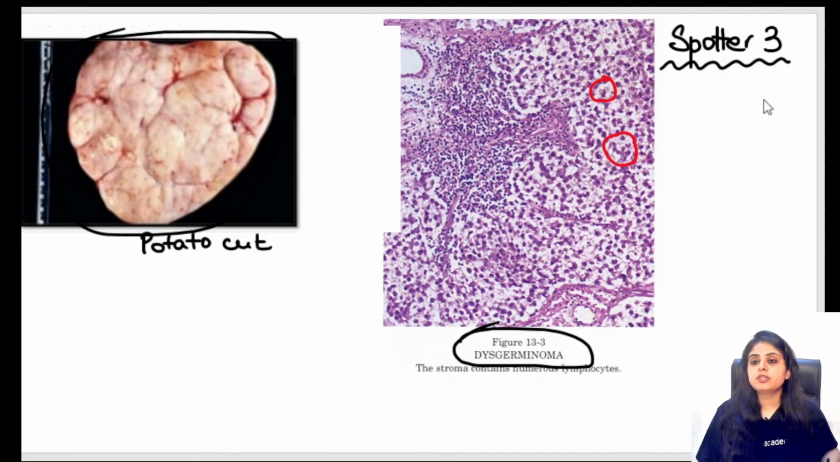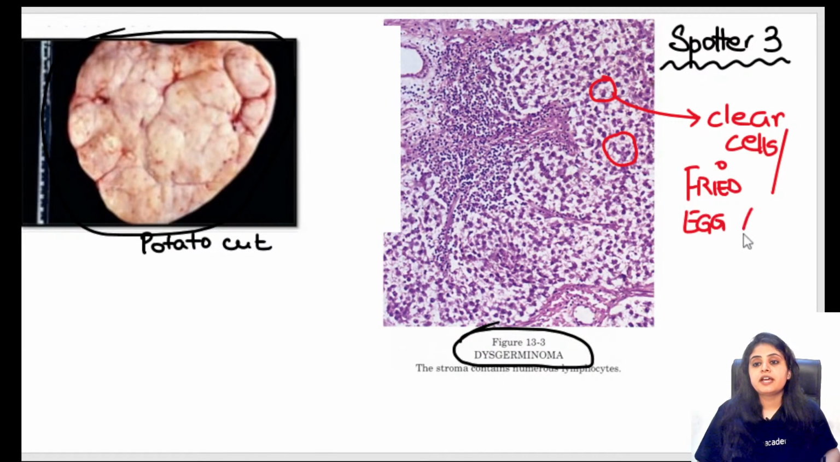The two colors of pathology are pink and blue. I always say pathology is pink and blue, but suddenly over here, I'm seeing that the cells are giving a very whitish appearance, because dysgerminoma shows you the presence of clear cells, which many of you know as fried egg appearance. It's a very famous term called fried egg appearance.